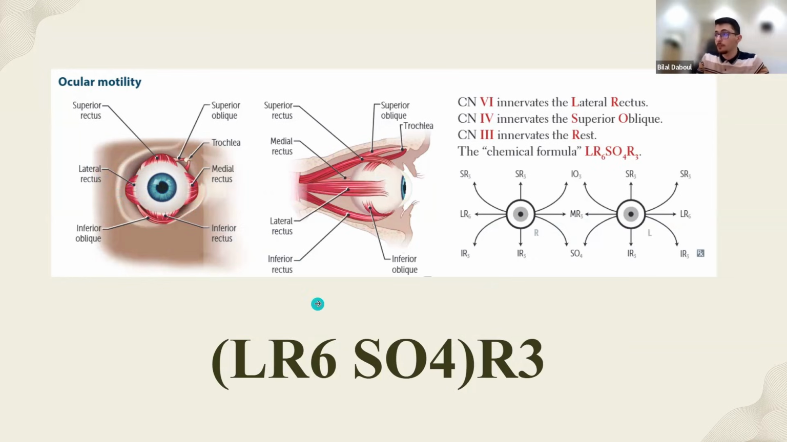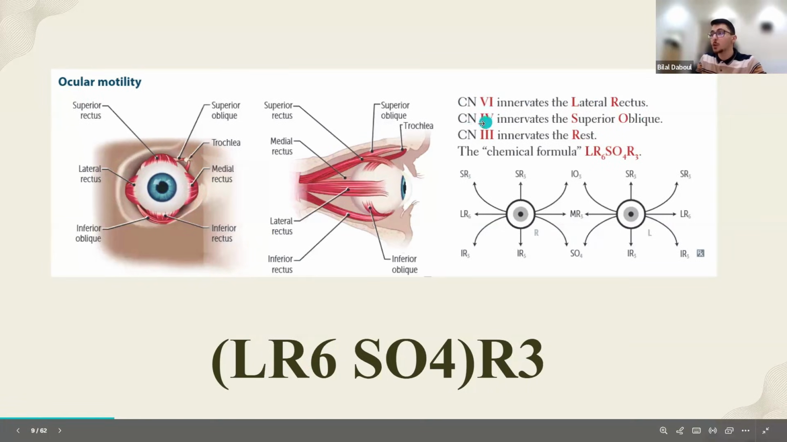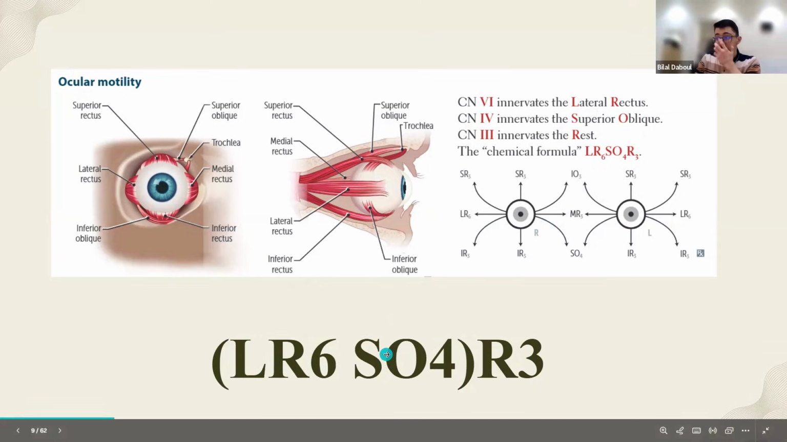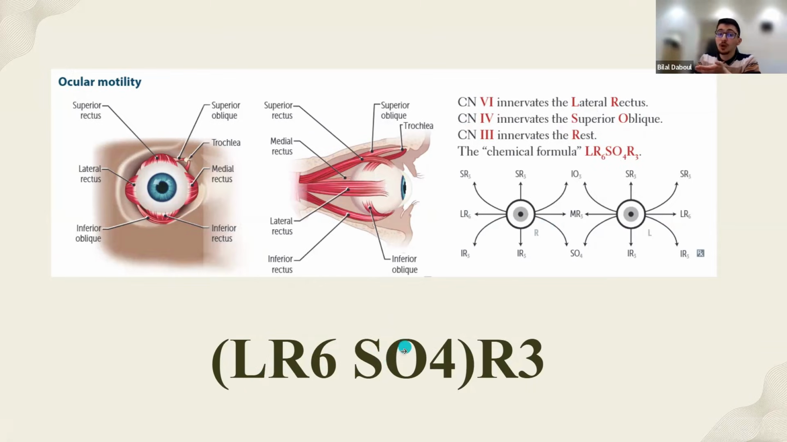So the mnemonic I want you to remember, again, same thing as I said: cranial nerve 6 supplies the lateral rectus muscle, LR6. Okay, and cranial nerve 4 supplies the superior oblique, SO4. So LR6, SO4, and all other extraocular muscles are supplied through the oculomotor. So the only two extraocular muscles that are not supplied by the oculomotor, the third cranial nerve, would be the lateral rectus and the superior oblique. And this will become important in lesions, especially.